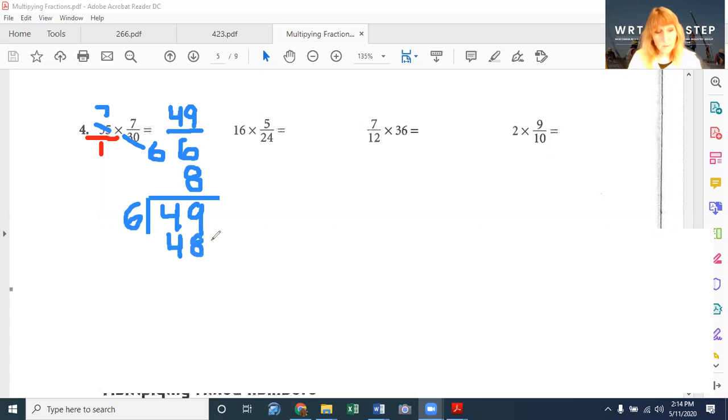And 49 minus 48 is 1. I bring my 1 back up to the top, and I get 8 and 1. What's the bottom number? 6. 8 and 1/6.